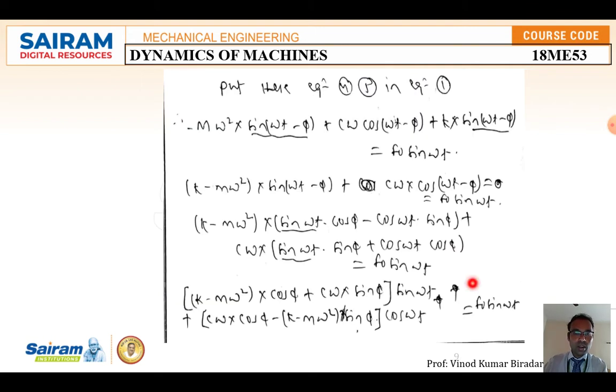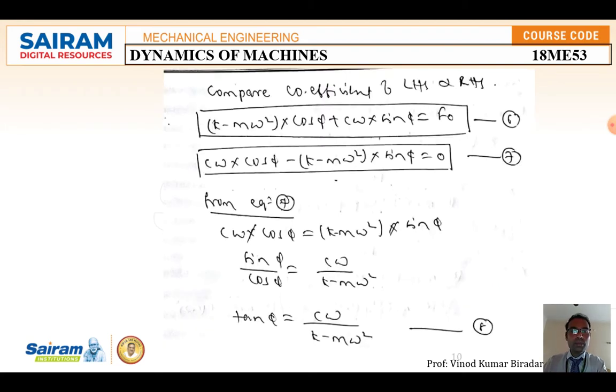Okay, so here you compare the equation, f naught sin omega t is there, so f naught value is this. Cos omega t, just consider 0 plus 0 into cos omega t. Okay, f naught sin omega t plus 0 into cos omega t, just to compare the coefficients on both sides. So if you compare this, you are going to get f naught is equal to (k minus m omega square) x cos phi plus c omega x sin phi is equal to f naught.